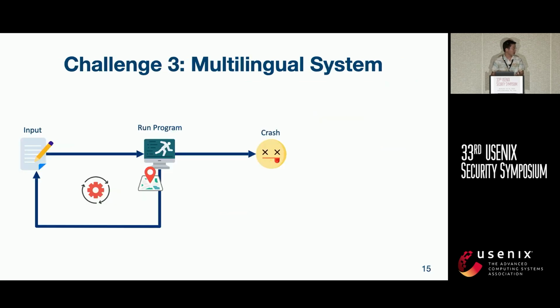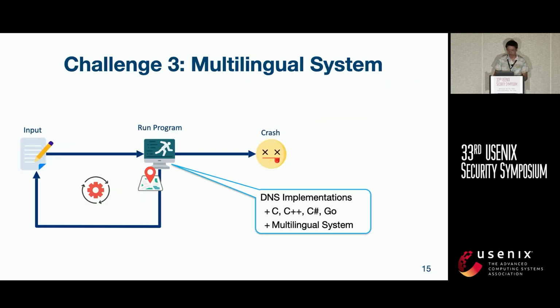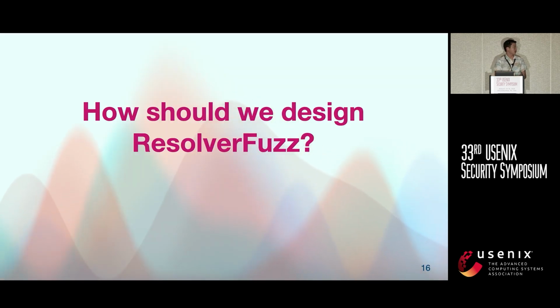And the third challenge is a multilingual system. For DNS implementations, most of them are implemented in C, C++, C#, Go, and even Rust. And they are working on multiple operating systems. So if you want to simply use AFL, it's not going to work for all of them. With those challenges, how should we design ResolverFuzz?